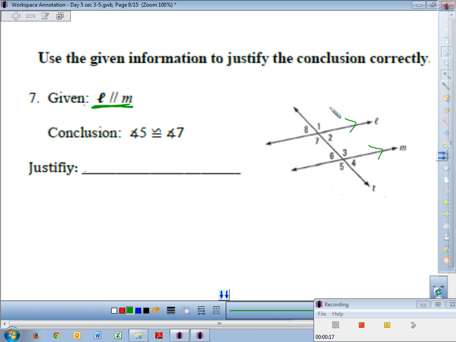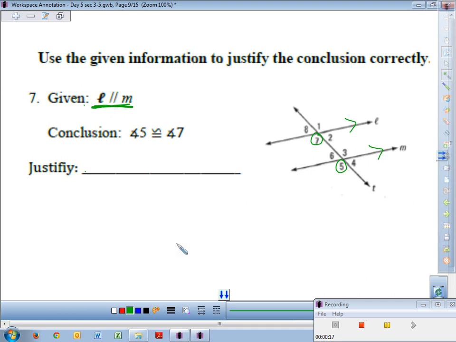So they gave me parallel lines. I marked it in the picture. Then they're talking about angle 5 and 7, just showing you where they're at. You need to realize what kind of angles they are. Oh, those are corresponding angles. So you really have two choices when it comes to corresponding angles. You could say parallel lines implies corresponding angles congruent, or corresponding angles congruent implies parallel lines.